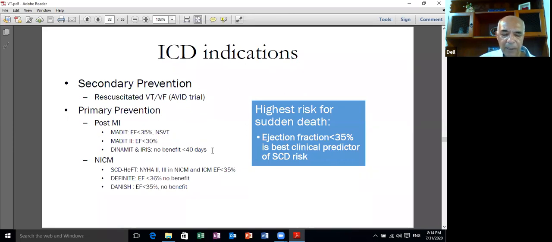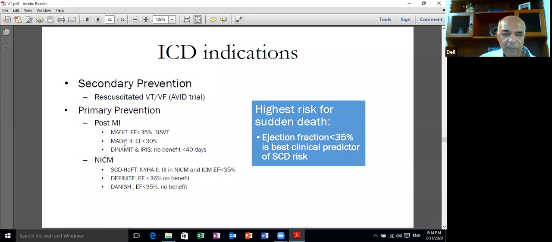The problem is partly solved in patients with a previous myocardial infarction, because all the studies are consistent that if you get an ejection fraction below 30 or 35 under certain circumstances, then you get benefit from an ICD implantation after 40 days from the occurrence of myocardial infarction.